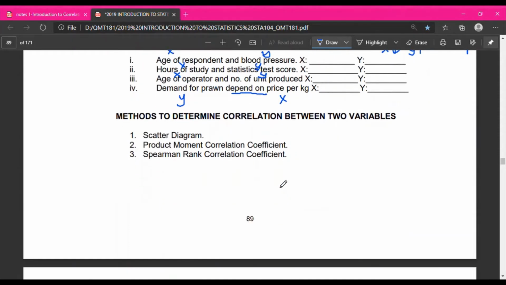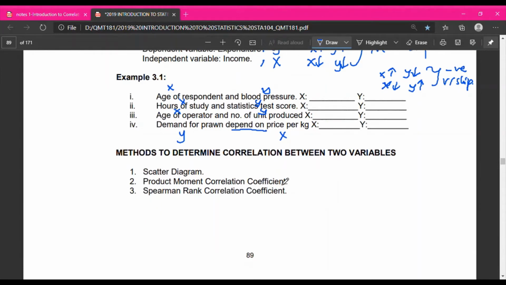Okay, so we have three methods to determine the correlation between the variables. Okay, ada tiga cara. The first one gunakan diagram. Yang kedua dan ketiga adalah gunakan calculation. Formula dipanggil Pearson product moment correlation dan juga Spearman rank correlation coefficient.